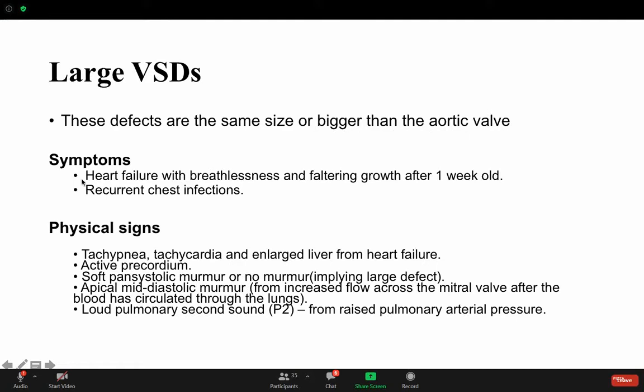Okay. The symptoms هنا heart failure with breathlessness and flattening of growth after 1 week old and recurrent chest infections. فهنا بيصير عندهم tachypnea, tachycardia, enlarged liver from the heart failure. They will have active precordium. هنا بتكون soft pansystolic murmur أو أحيانا no murmur. They can have very large defect. Okay. ما عليكم من diastolic murmur.